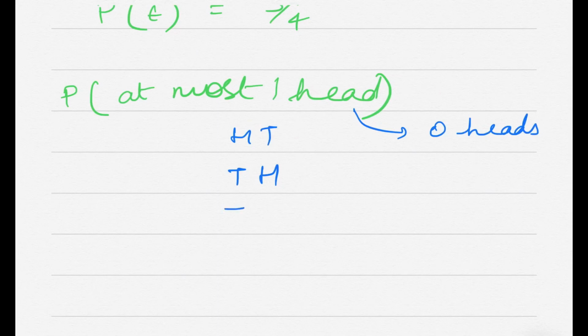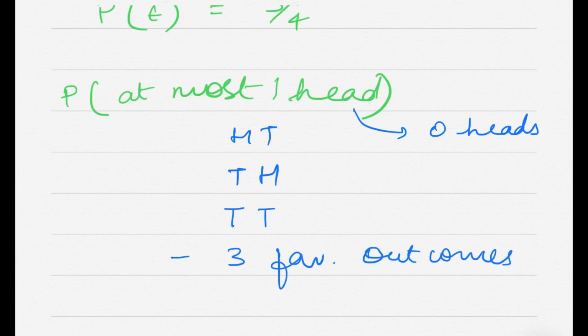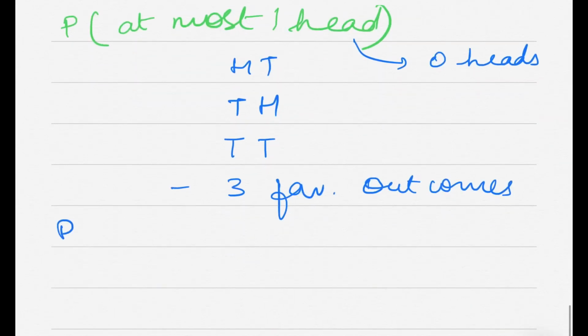So it can have 0 heads, which means it can have tails also. At most one head, right? So it can have 0 heads also in this case. So again I have 3 favorable outcomes, right? So then again my probability of this event will be equal to 3 by 4, right?